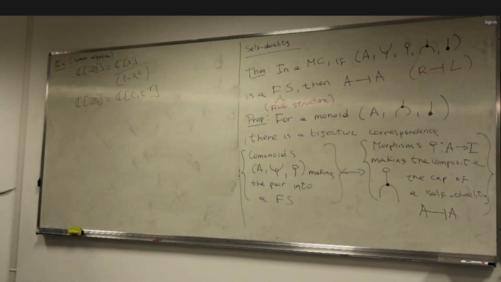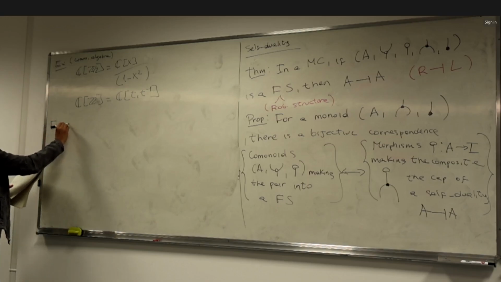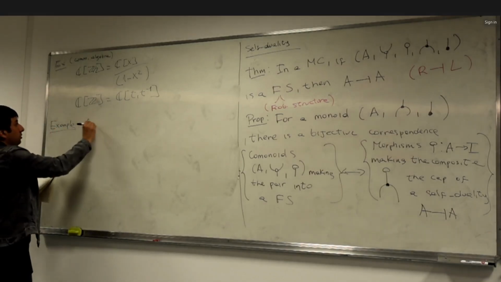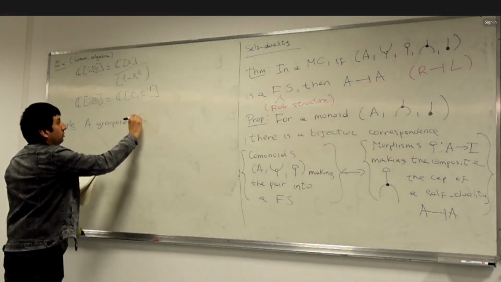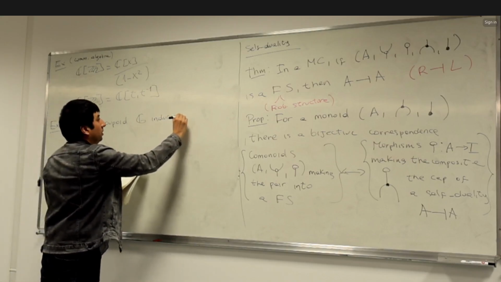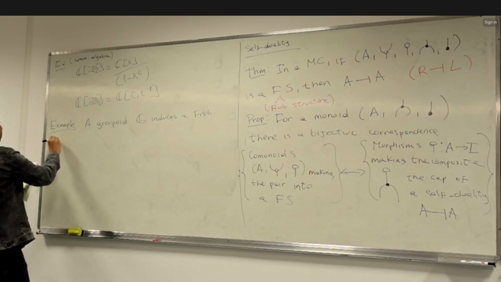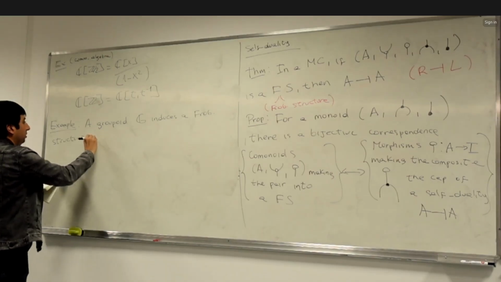Okay, an example of a special structure: a groupoid bold G induces a Frobenius structure in Rel.